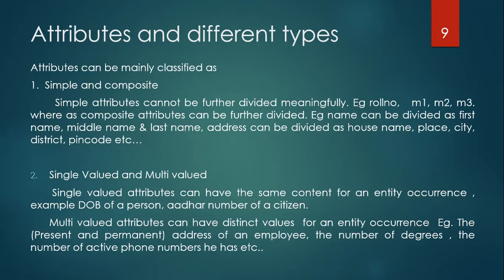Whereas multi-valued attributes, so whenever you are considering the degree of a teacher, multi-valued attributes can have distinct values for an entity occurrence. For example, the present and permanent address. The teacher's qualification may change. One of the teachers has a doctorate, the others may have MPhil, the others MCA or MSc. So that way a particular teacher will have an MSc, MPhil, and then doctorate. So multiple values can be there.